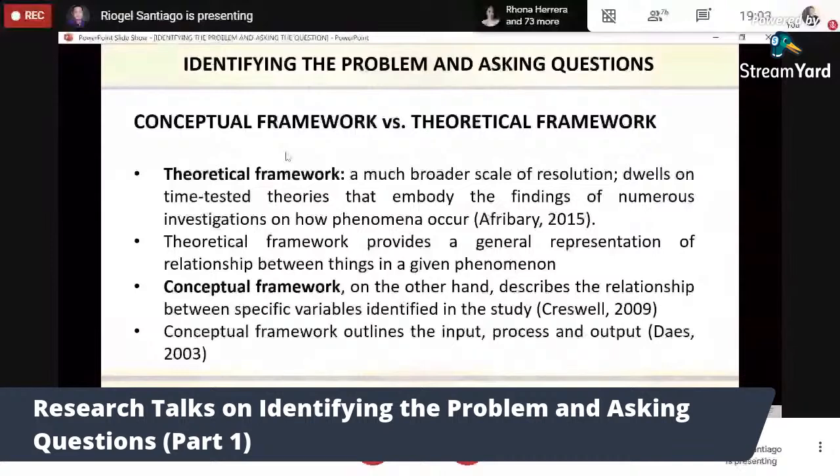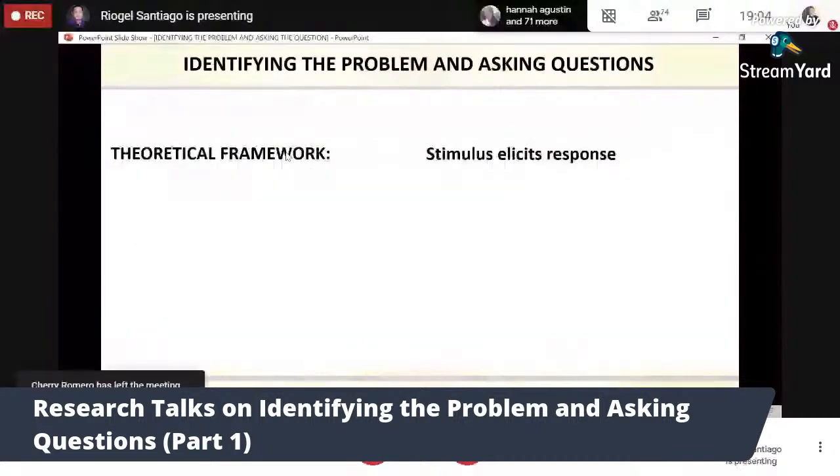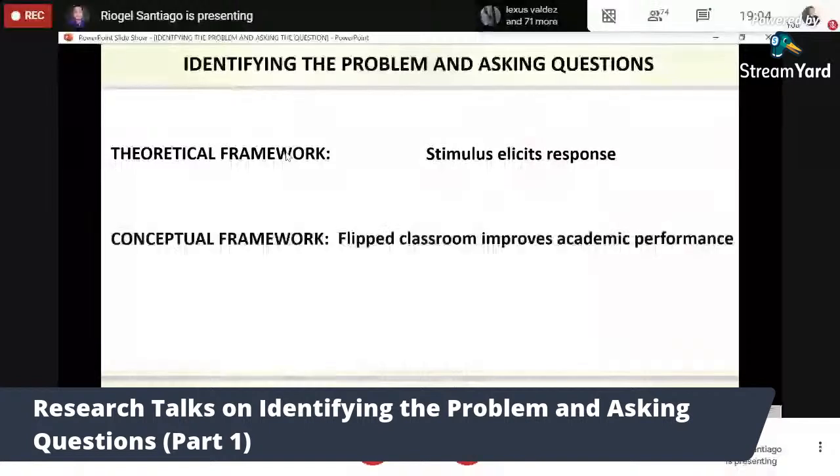Ito ay isang theory, di ba? Elicit, di ba yung, di ba, na ginagamit natin, stimulus, elicit, ibinaba mo siya sa conceptual frame, flip classroom, improves academic performance. So yung una, we use the theory. I forgot kung anong theory na yan. O magaling sa science. Pero may theory po yan eh. Yang sa stimulus elicit response. Maybe kung may mga science dito, pwede po comment sa chat box kung ano po theory na ito.